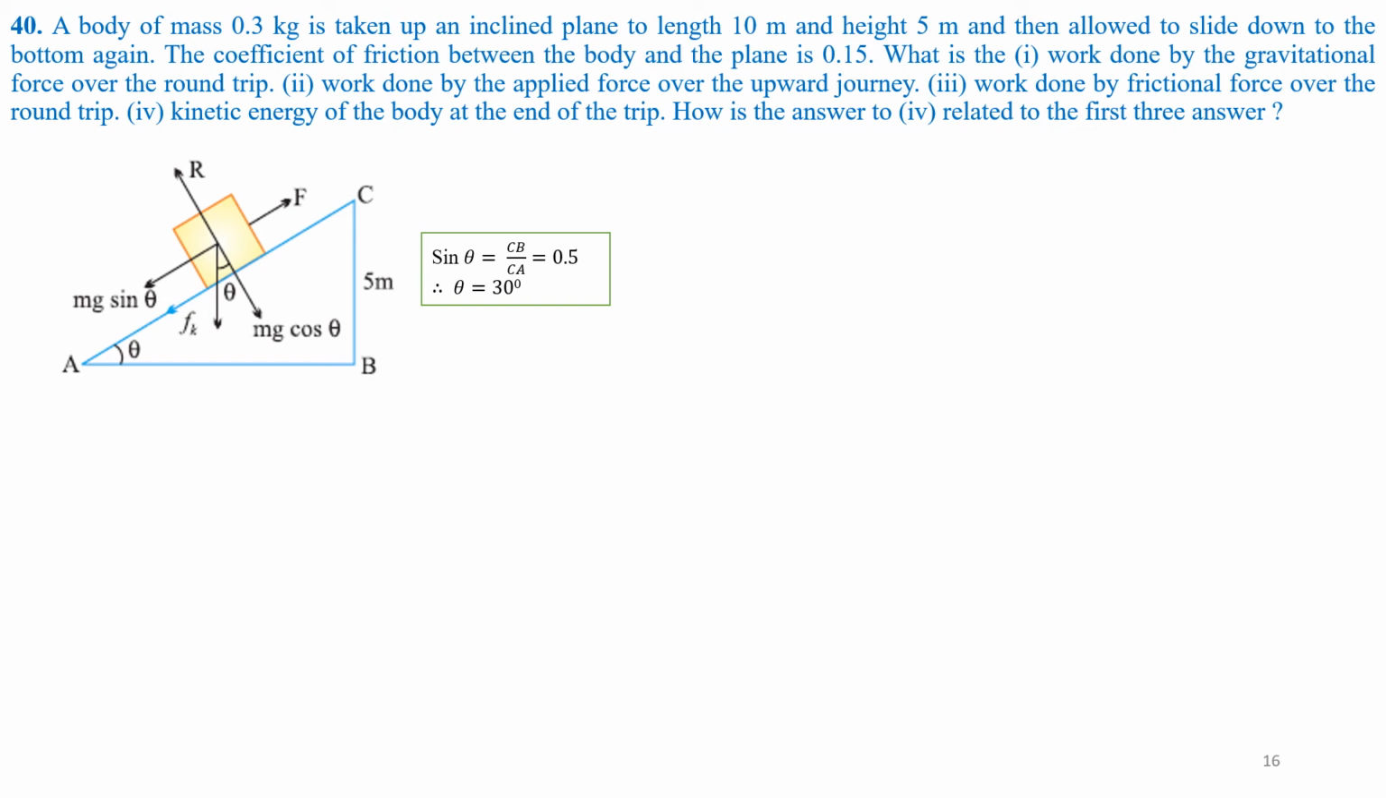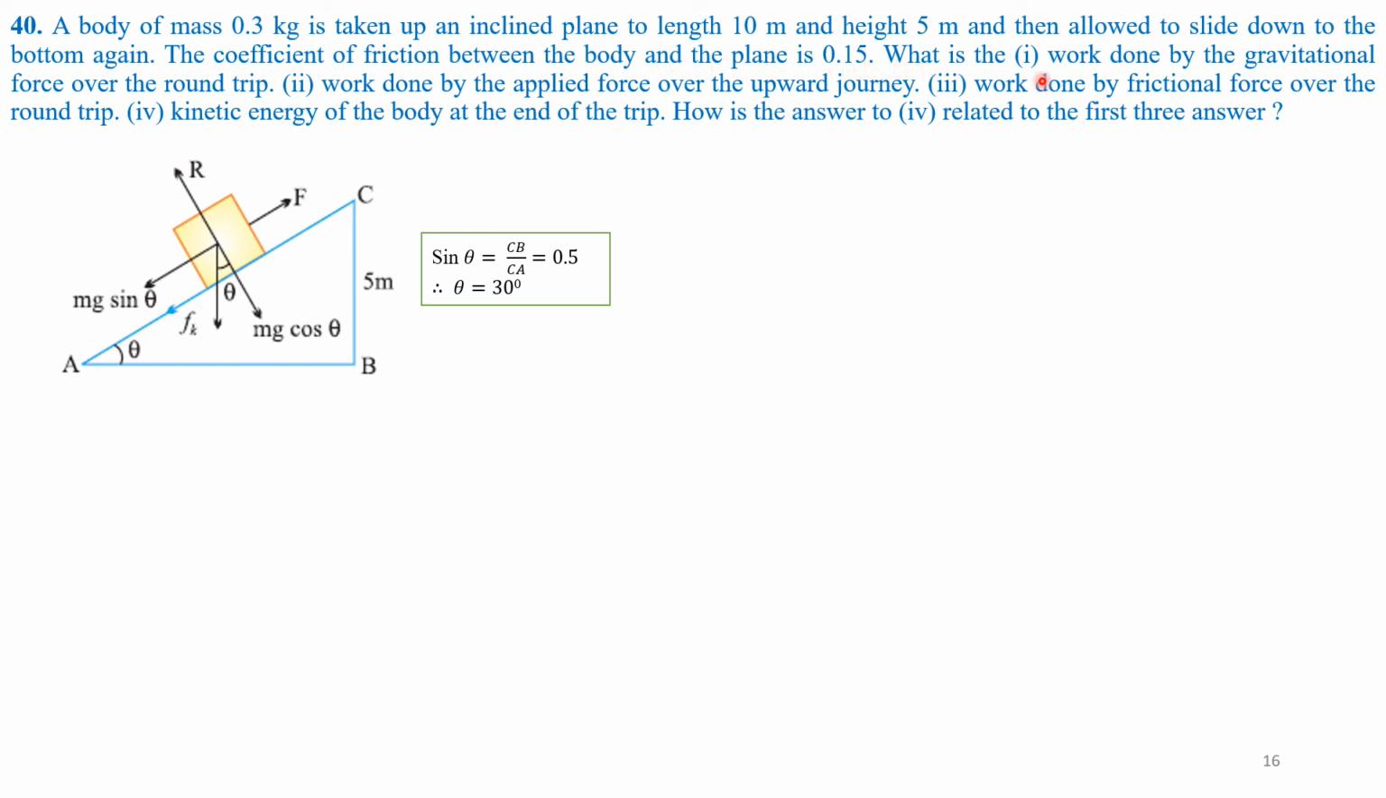Question number 40. A body of mass 0.3 kg is taken up an inclined plane to a length of 10 meters and height 5 meters and then allowed to slide down to bottom again. The coefficient of friction between the body and the plane is 0.15.